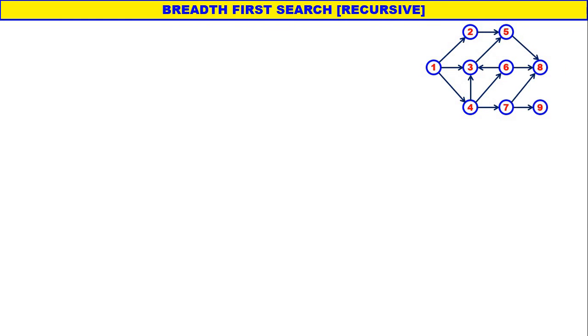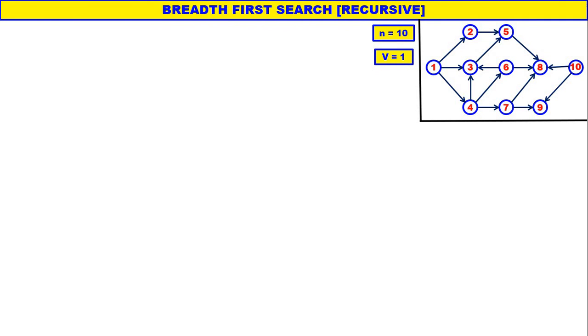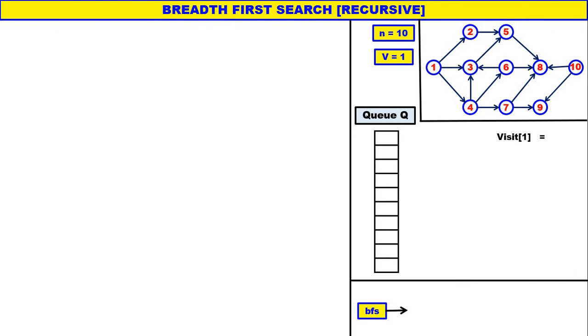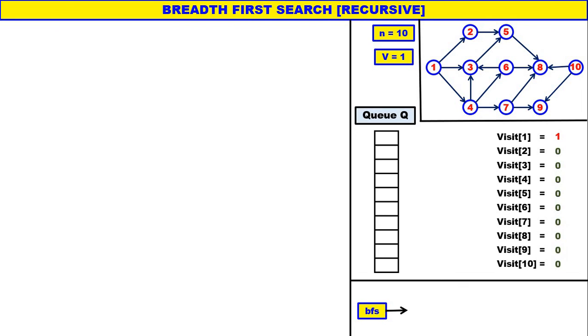Now let us see the operation and algorithm for breadth first search using recursion. We'll consider the same graph. Yes, this is our graph. The graph consists of 10 vertices. Yes, n is equal to 10 and the source vertex is 1. Here, this is our Q and this is our BFS. Here, visit of the source vertex is initialized to 1, whereas visit for all the other vertices is 0. This difference you should observe.